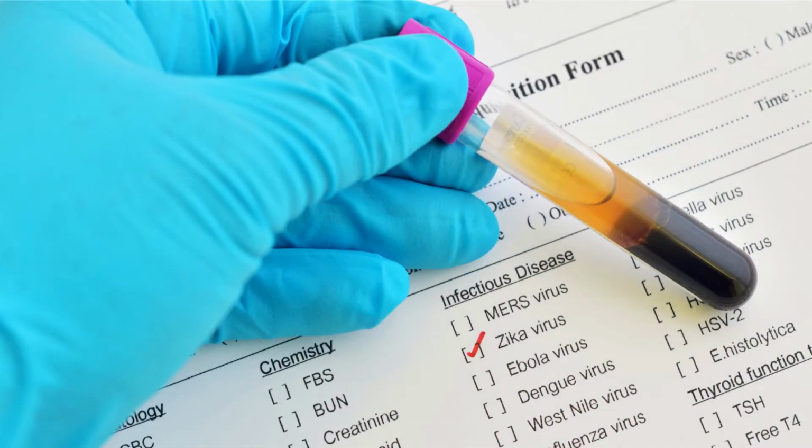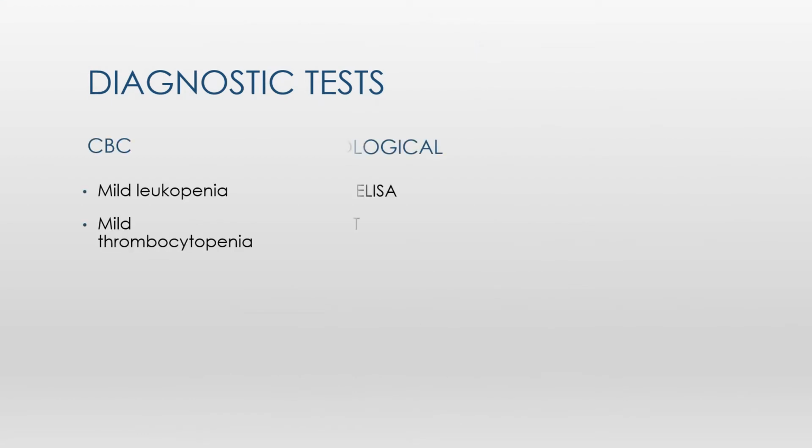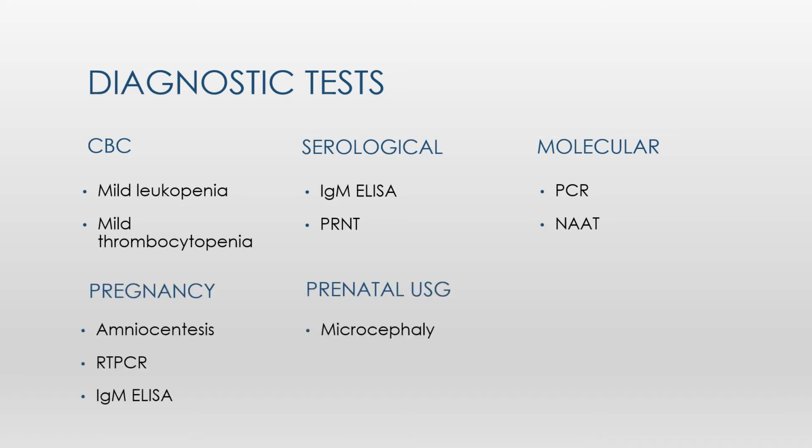Diagnostic tests for Zika virus include a common blood count, which shows mild leukopenia and mild thrombocytopenia. Serological tests include IgM, ELISA and PRNT. Molecular methods include PCR and NAT test. There are separate additional tests for pregnant women and infants. Let's discuss one by one.